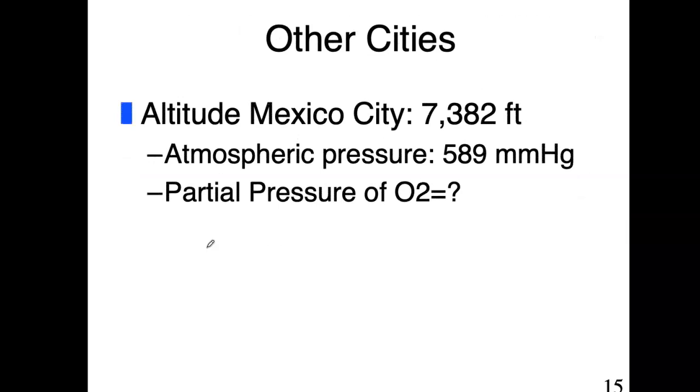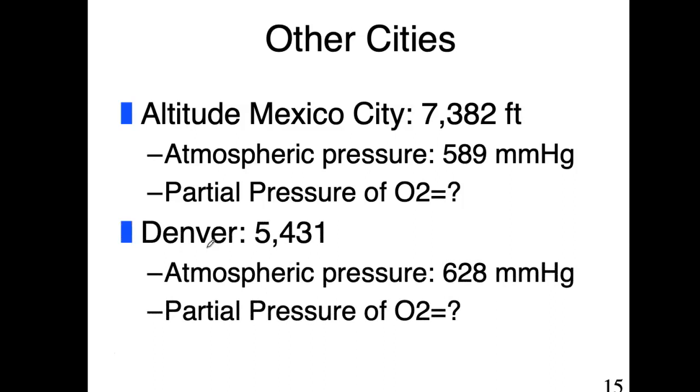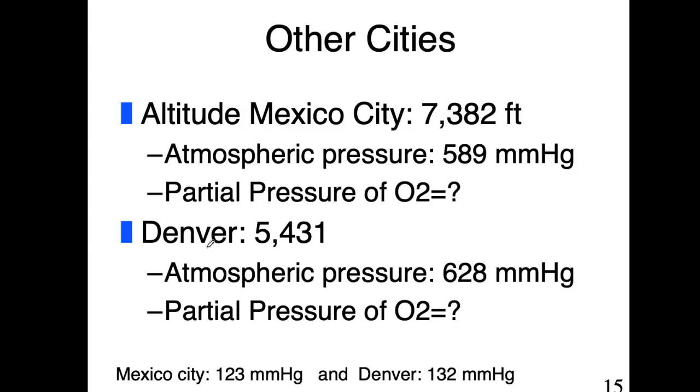If you look at other cities, the altitude of Mexico City is about 7,000 feet. So the atmospheric pressure is 589 millimeters of mercury. So what's the partial pressure of oxygen again? You'd have to do your math and multiply your 21% times the 589 and come up with your answer. In Denver, atmospheric pressure is 628 millimeters of mercury. Again, 21% times that atmospheric pressure. And I'm giving away the answers here. In Mexico City, it's 123. And in Denver, it's 132 millimeters of mercury.